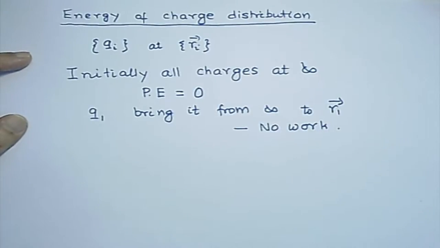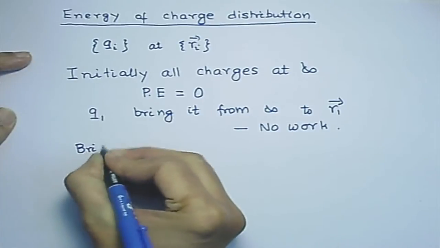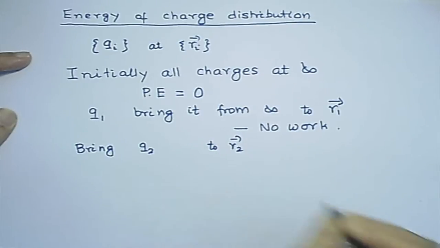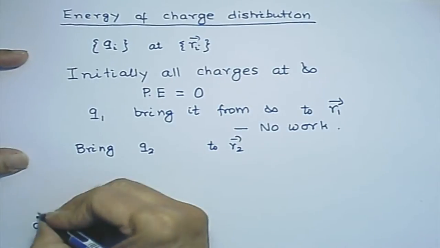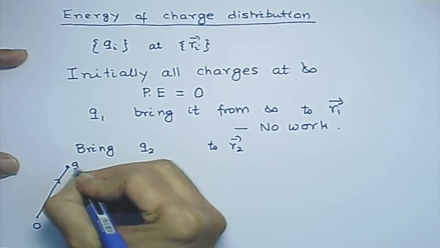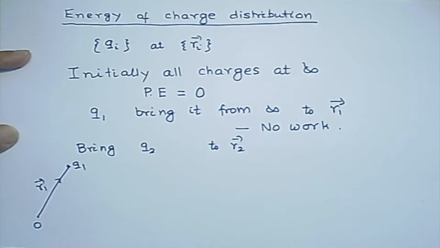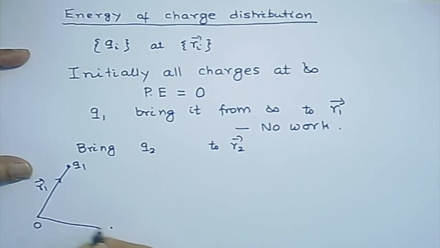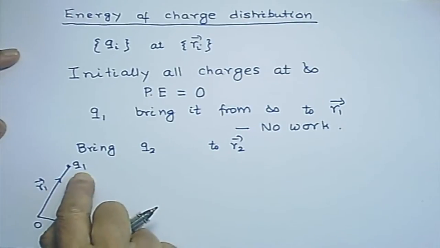Now let us look at the following. Once I have established q1 at its position, let me bring q2 and try to put it at the position r2. Supposing this is my origin, I have already brought a charge to the position r1, and in this situation I did not need any work because there is no electric field. But now when I try to bring a second charge, q2, to a position, let us say r2, this situation becomes different. The situation is different because when I brought the first charge, there was no field.